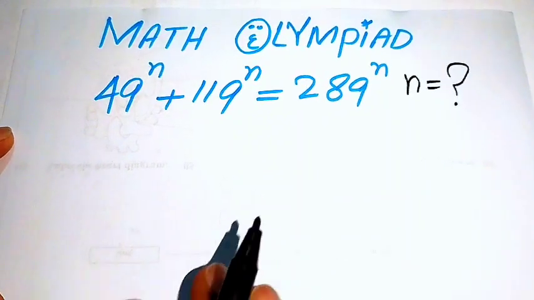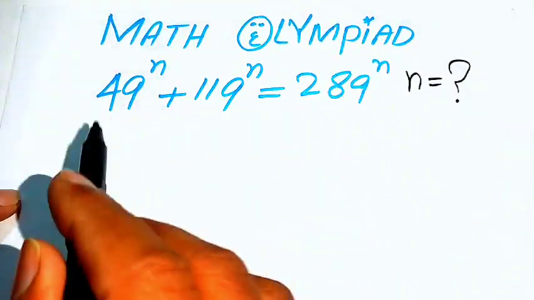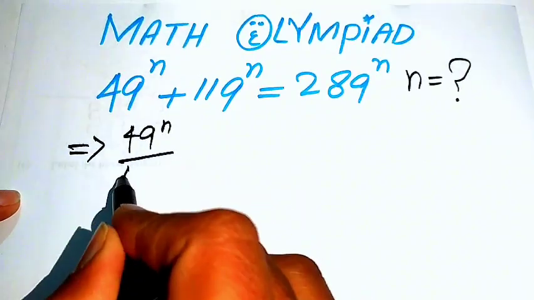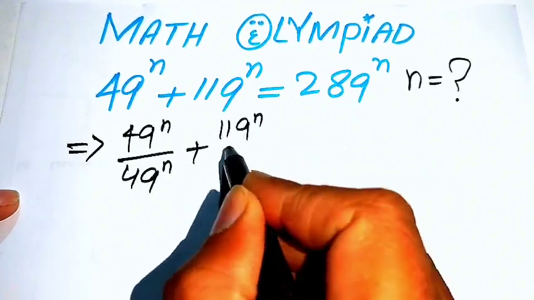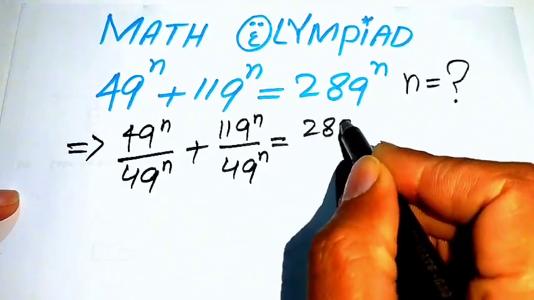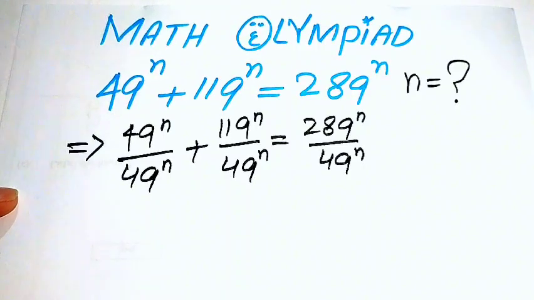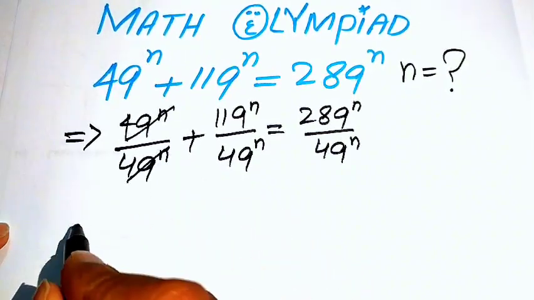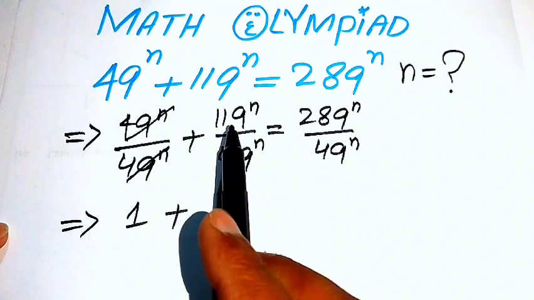So in order to find the value of n, the very first step we are going to do is, first we divide both of the sides by 49 to the power of n. It will be written as 49 to the power of n divided by 49 to the power of n plus 119 to the power of n divided by 49 to the power of n, and this whole equals 289 to the power of n divided by 49 to the power of n. So this will be cancelled by each other and we will obtain here a 1 plus, here we have 119.